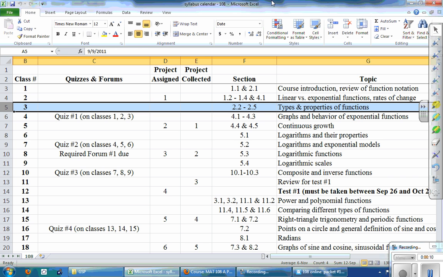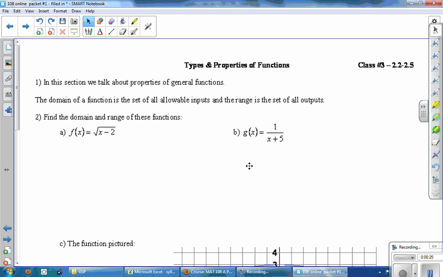If you don't know how to access this file on our Moodle site, go ahead and take a look at our video for class number 1. Today is class number 3. We're going to cover sections 2.2 through 2.5, types and properties of functions. So in front of you, you should have a hard copy of this document. It says class number 3 right here at the top. If you don't have a copy of this in front of you and you don't know how to find it on our Moodle page, again, watch the beginning of that video for class number 1.